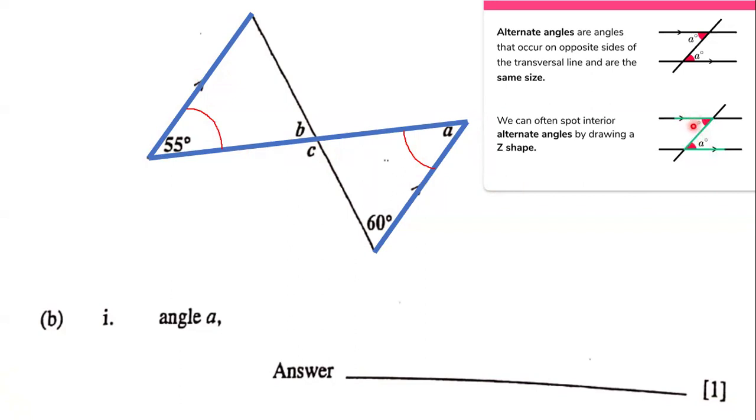And notice that this is A and this is also A, which means that alternate angles are equal. So they are equal in measure. And so that means that since alternate angles are equal, if this is 55 degrees and this is angle A, and these two angles are alternate angles, which means that they are equal, that means that the size of angle A is going to be equal to 55 degrees.